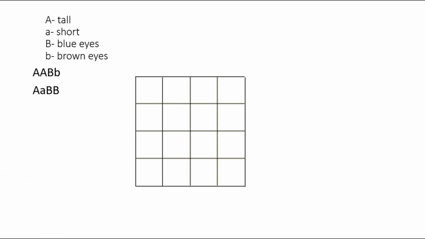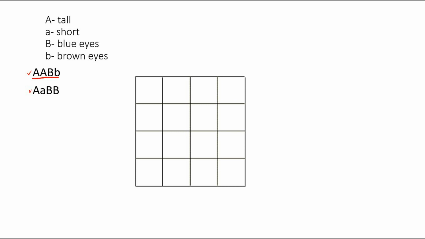Okay, so we have 4 different alleles. We have the dominant allele A, which means tall, dominant allele B, which is blue eyes, recessive allele a, which means short, and the recessive allele b, which means brown eyes. So we have now 4 different alleles, and here is the representation of the parent's genotype. So we have here AABb.